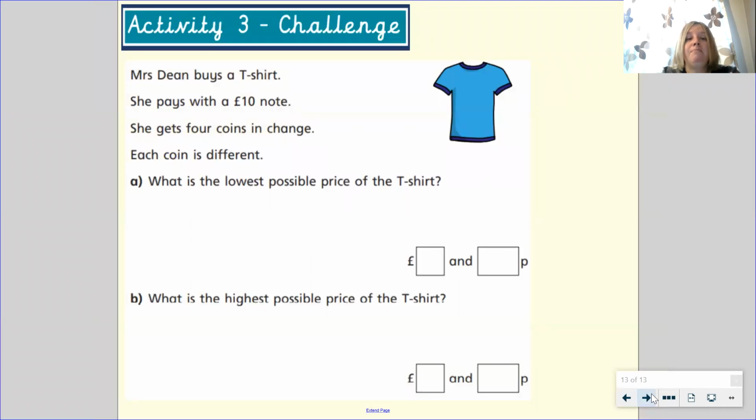Finally, Mrs. Dean buys a t-shirt. She pays with a £10 note. She gets 4 coins in change. Each coin is different. What is the lowest possible price of the t-shirt? What is the highest possible price of the t-shirt? So you're going to have to explore the different combinations of coins that you could use. You're going to need to remember to work systematically to solve the problem.